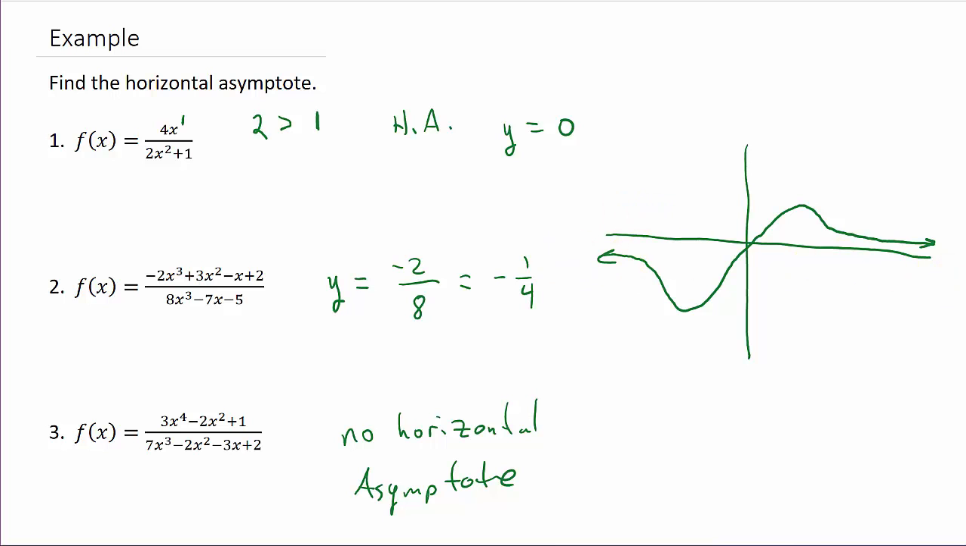So what we're doing with horizontal asymptotes is seeing what the graph does as the x values go to infinity. What are the y values doing? And as the x values go to negative infinity, what are the y values doing? Well, in this case, they're both going to 0.